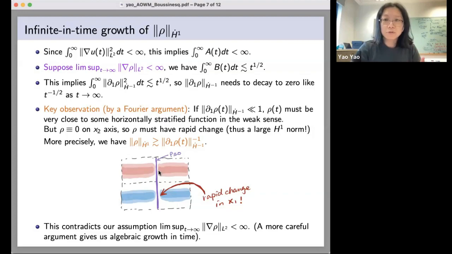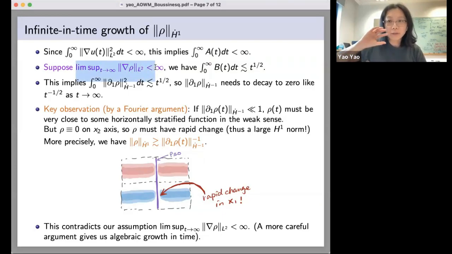This can be proved rigorously, in the sense that we can actually relate the positive Sobolev norm of rho with this negative Sobolev norm of partial 1 of rho to get that, if this right-hand side is small, then my H1 norm needs to be huge in some sense. But that contradicts my assumption that the lim sup of the H1 norm is bounded. So that is the idea where we get the contradiction to show that the lim sup has to be infinity.